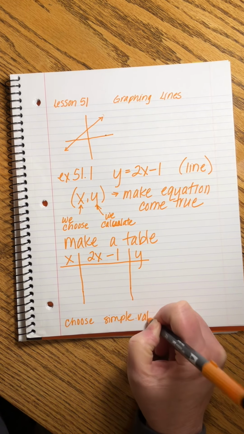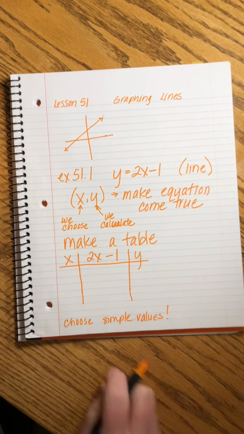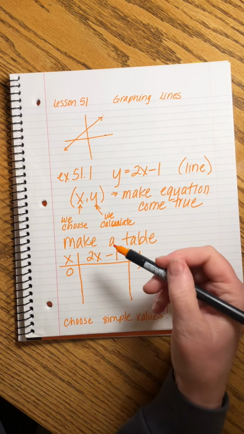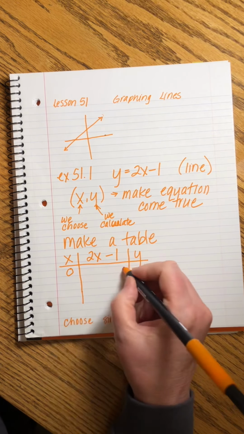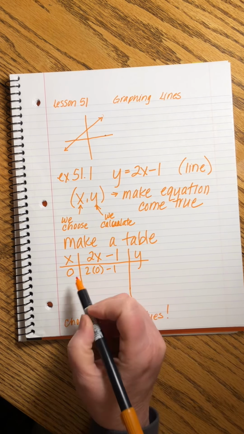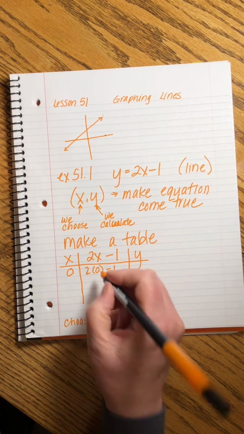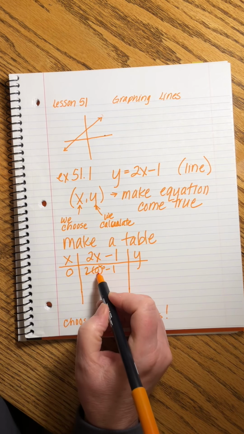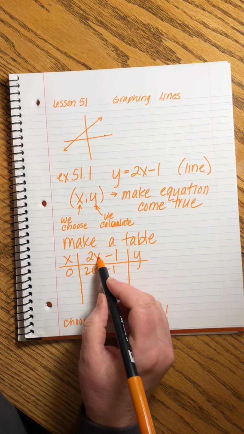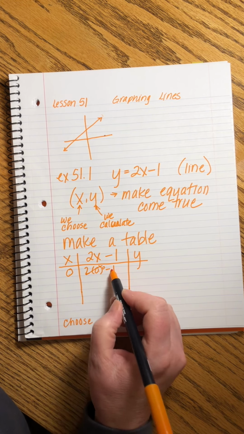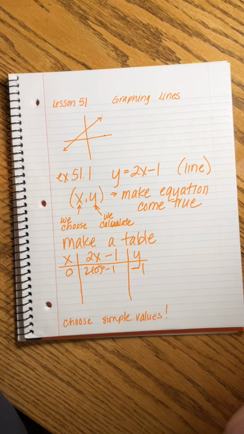I will demonstrate that by starting with the number 0. Let's let x equal 0 and see what that calculates out to. This gives me room to do that calculation. 2 times 0 is 0. See how I took this expression and plugged 0 in for x. I plugged my choice for x in here. Now I'm calculating 0 minus 1, which means y will equal minus 1.